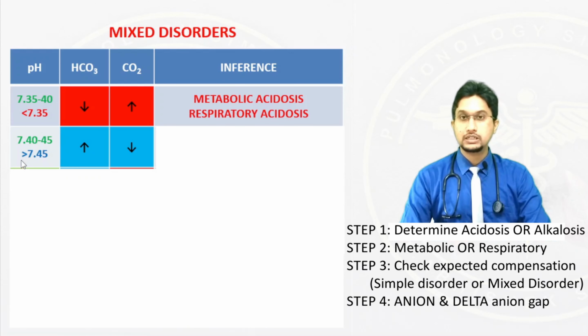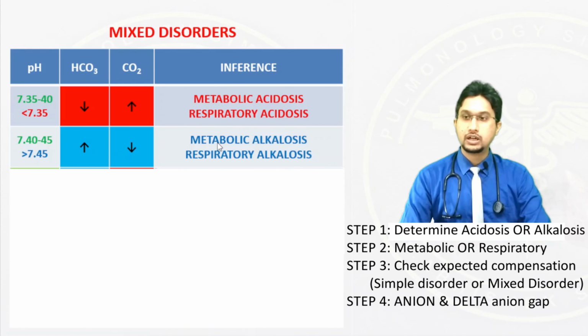Let us have a look at the second scenario. Here, the pH is on a higher level. It is more than 7.40. So it is alkalosis. But what we note here is again, the arrows are in opposite direction. The bicarbonate is elevated and the carbon dioxide is reduced. This is suggestive of a metabolic alkalosis with respiratory alkalosis.